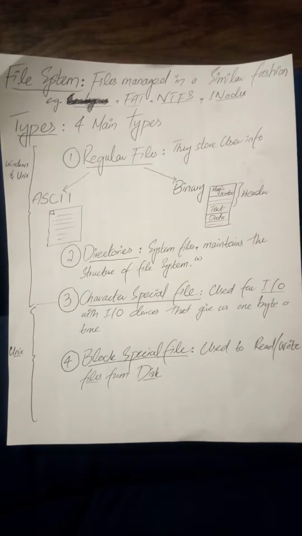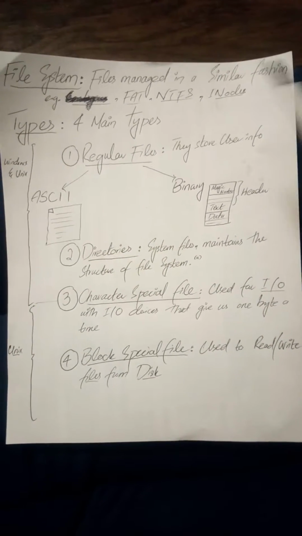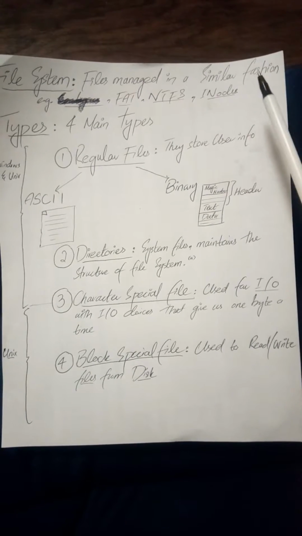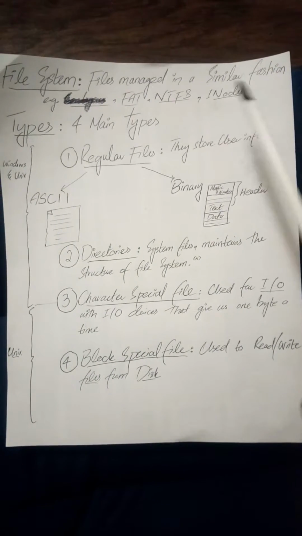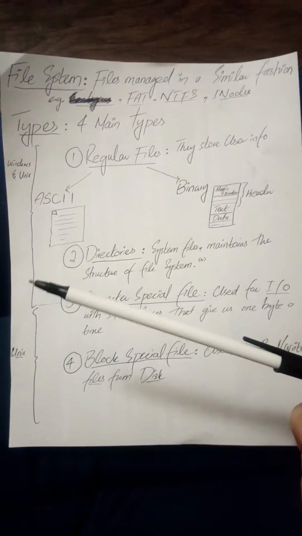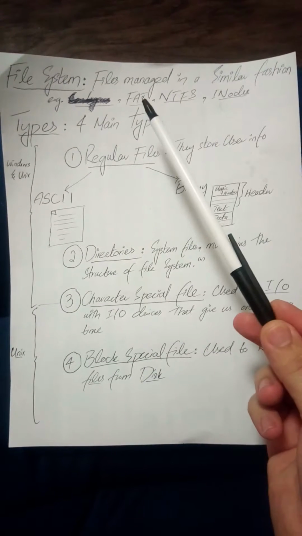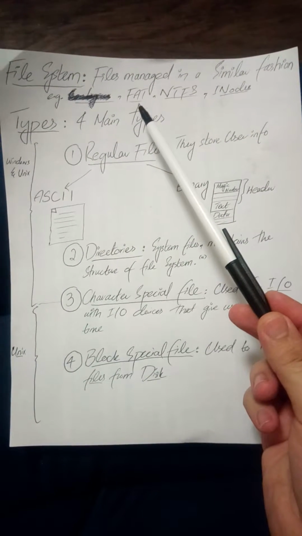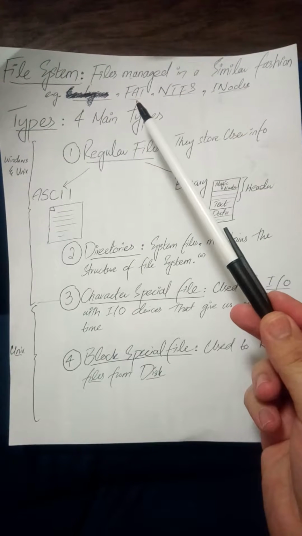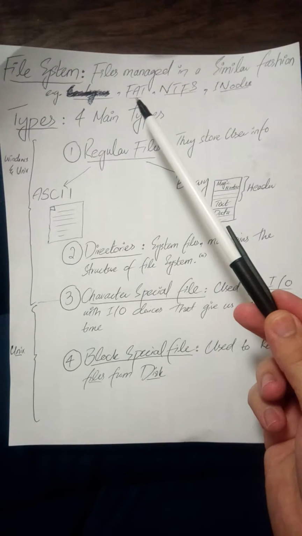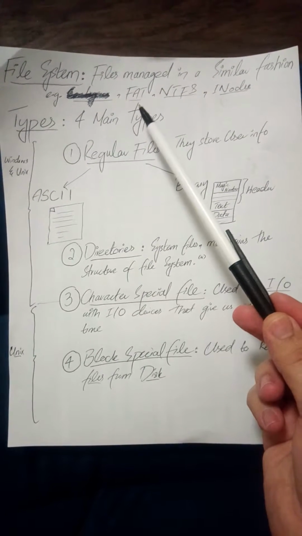I'm going to discuss file systems today. When we have a set of files that are managed in a similar fashion, that is called a file system. Now we have some examples such as FAT. It could be either FAT16 or FAT32. It stands for file allocation table.